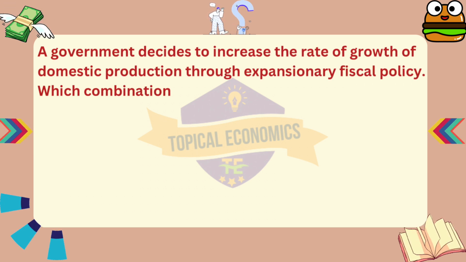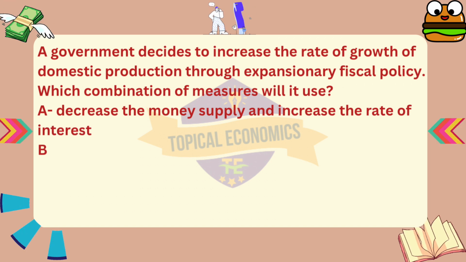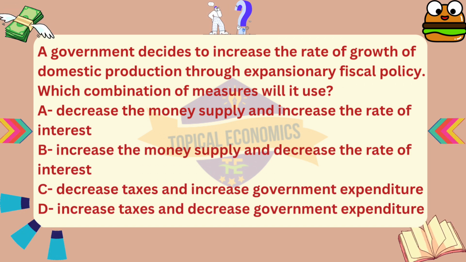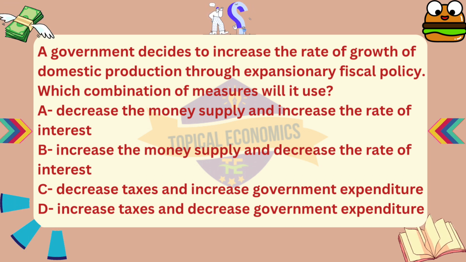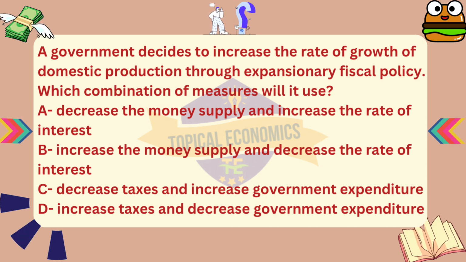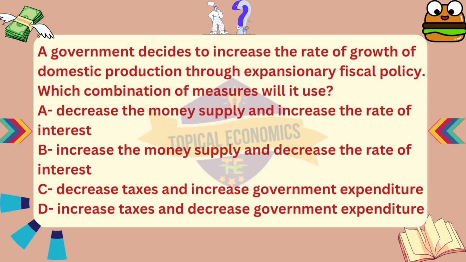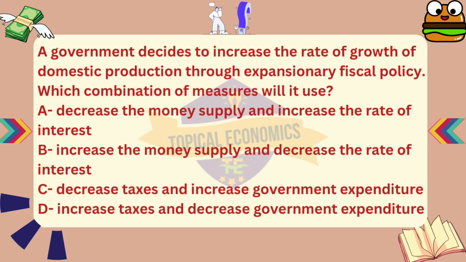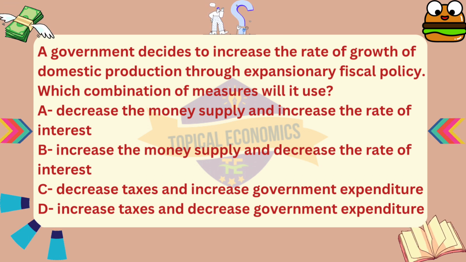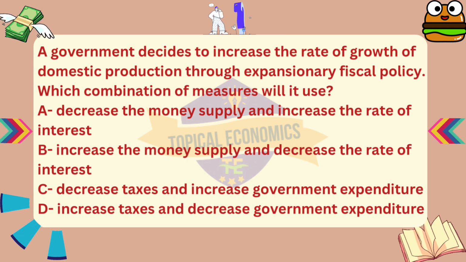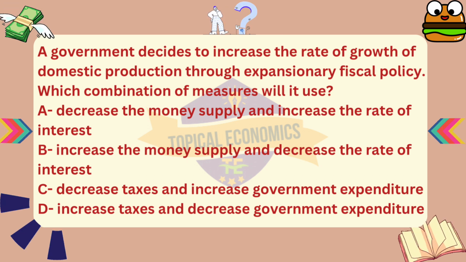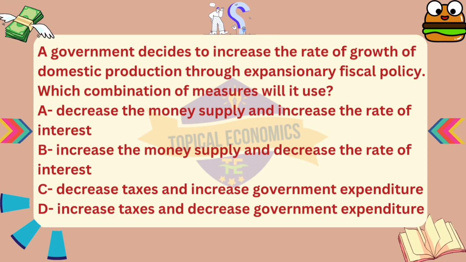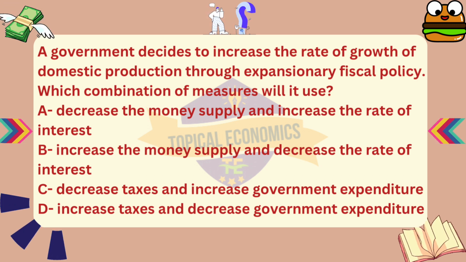Moving to question 3. A government decides to increase the rate of growth of domestic production through expansionary fiscal policy. Which combination of measures will it use? A. Decrease the money supply and increase the rate of interest. B. Increase the money supply and decrease the rate of interest. C. Decrease taxes and increase government expenditure. D. Increase taxes and decrease government expenditure. Reference, 2022 February-March version 2. The correct answer for this question is option C, decrease taxes and increase government expenditure.